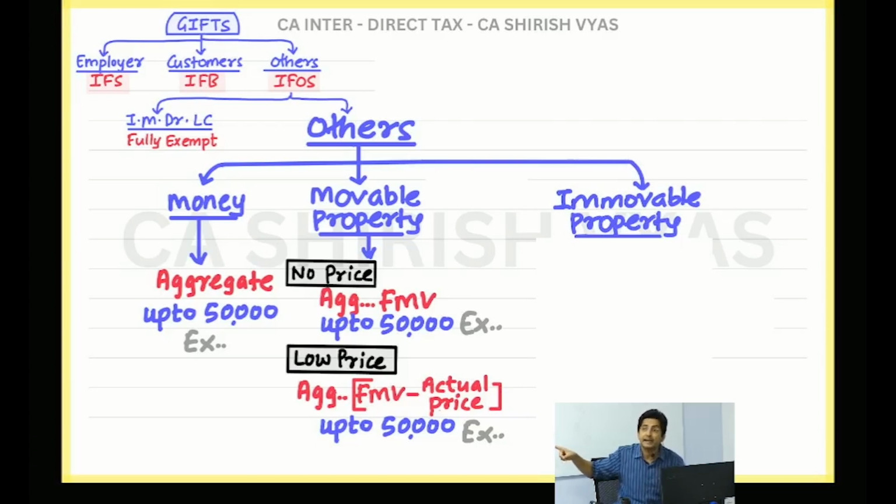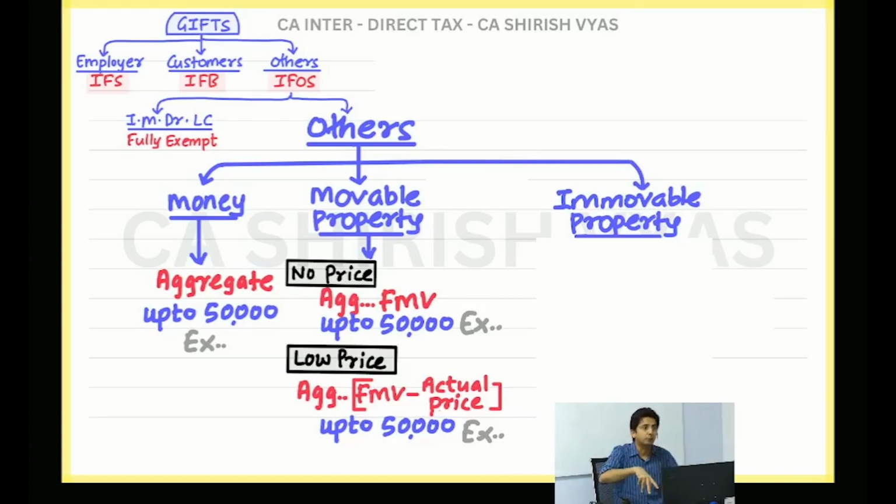And there, why aggregate? Because similar transactions have to be totaled up. For example, she gave me gold of 1 lakh, I paid 20,000, so a difference is there. Then one more transaction of similar nature. This way there are multiple transactions, so you have to aggregate all the differences.